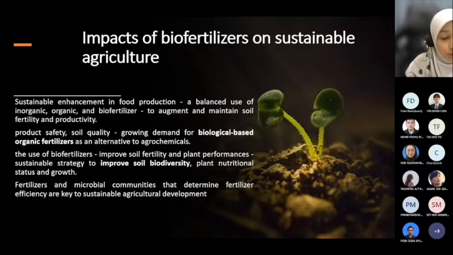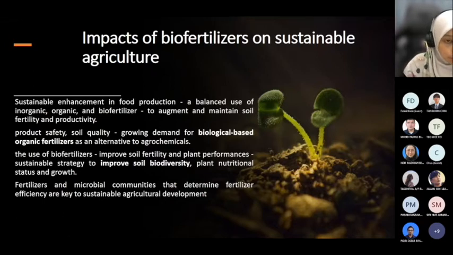So today I'm going to focus on just one part, like I mentioned just now, the microbes. And even when we talk about the microorganisms, like I mentioned, there are phyllosphere, endosphere, rhizosphere, but today we're just going to look at the rhizospheric microbes. Okay, so, impacts of biofertilizers on sustainable agriculture.